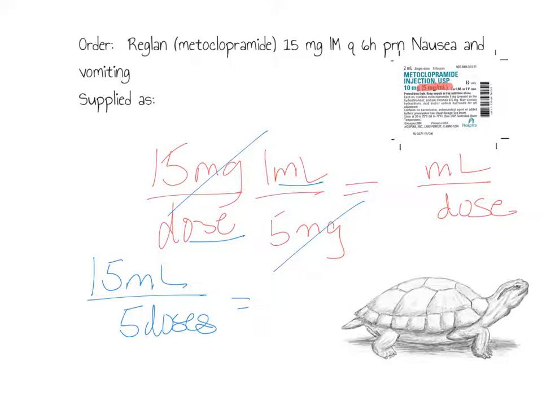Now, if you're good with fractions, you can just reduce that fraction, or you can take out your calculator or do the long division, and what you'll end up with is 3 mLs. Now, when you get to medication administration, you'll see that's kind of a large dose for an IM injection, but that's a discussion for another day. Today, it's just a math problem, and your answer for that math problem is 3 mLs.